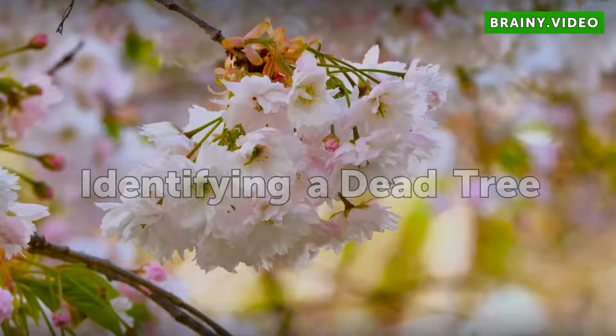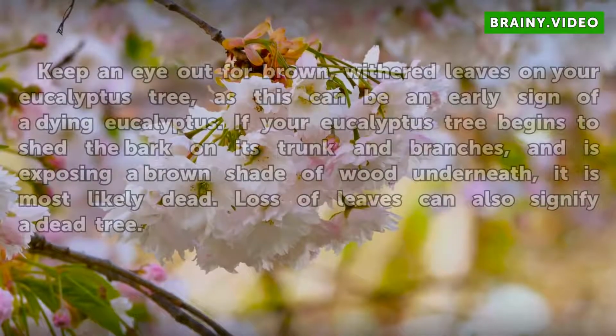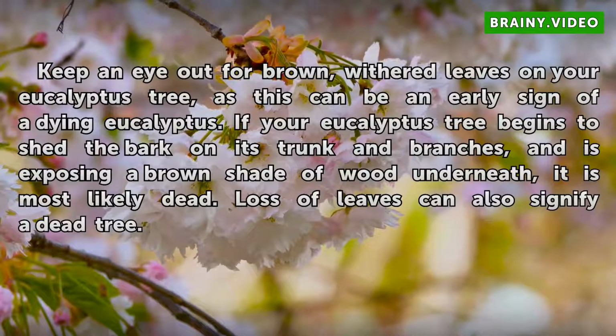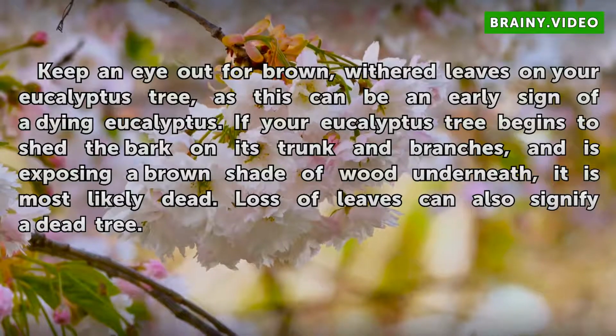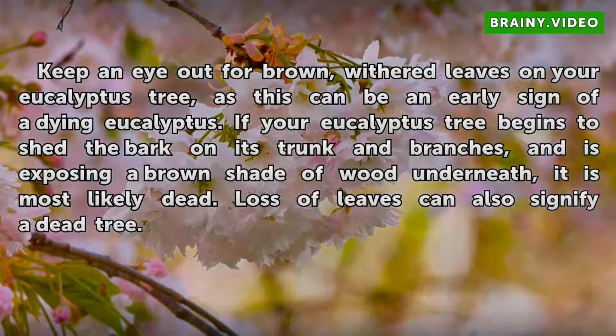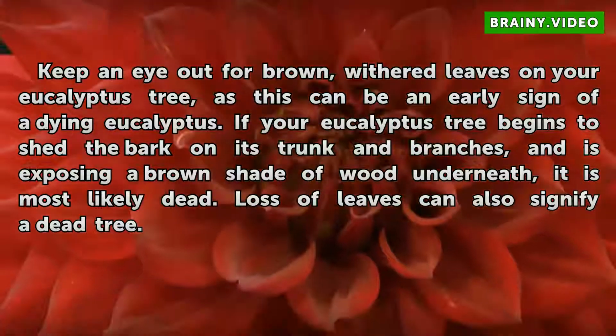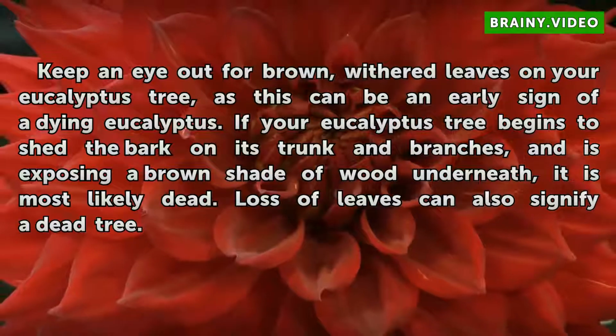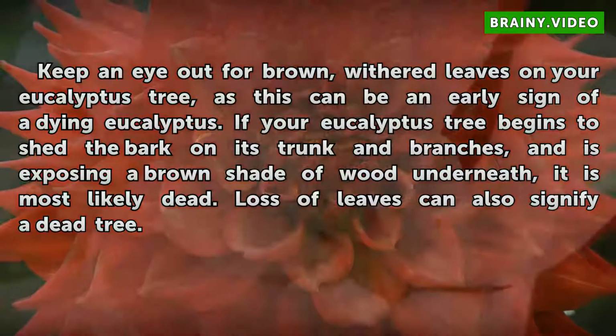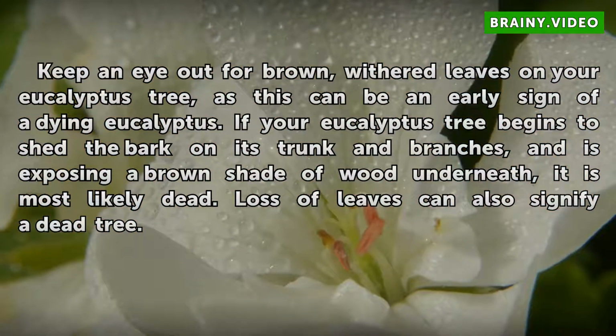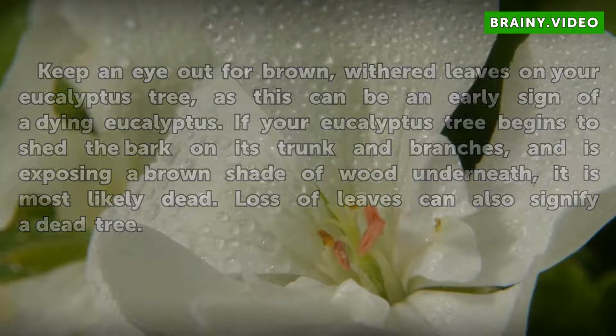Identifying a dead tree. Keep an eye out for brown, withered leaves on your eucalyptus tree, as this can be an early sign of a dying eucalyptus. If your eucalyptus tree begins to shed the bark on its trunk and branches, and is exposing a brown shade of wood underneath, it is most likely dead. Loss of leaves can also signify a dead tree.